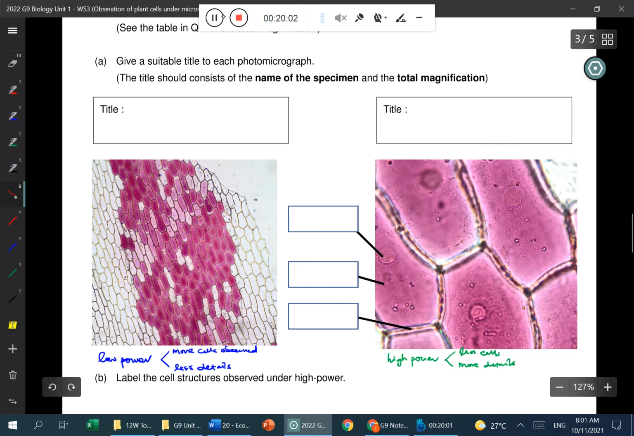Now, when we present photomicrographs like this, or even drawings, we always need to give titles to the pictures. The title should include the name of the specimen and also the total magnification, because you need to tell me how magnified it is. Otherwise, I can't imagine the actual thing, how it would look and how large it would be. So here, the title for this photograph would be, I'm observing red onion epidermis.